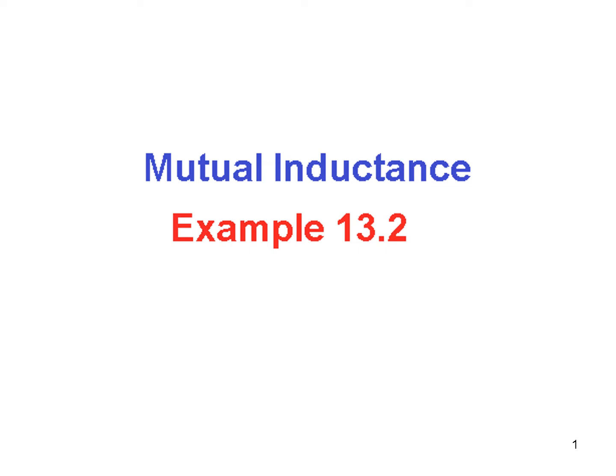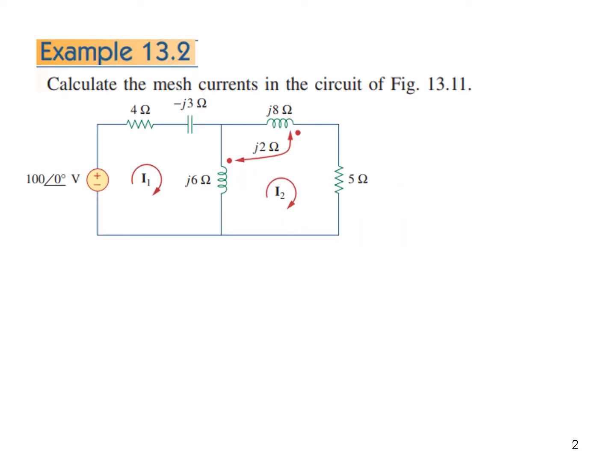Bismillahirrahmanirrahim. In this video, we'll be solving example 13.2 from chapter 13 about mutual inductance. Okay, now let's see what example 13.2 says. Calculate the mesh currents in the circuit. So these are the two mesh currents, I1 and I2. So we have to calculate both.